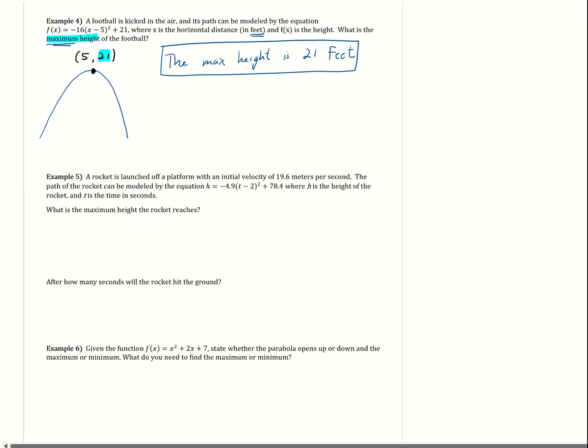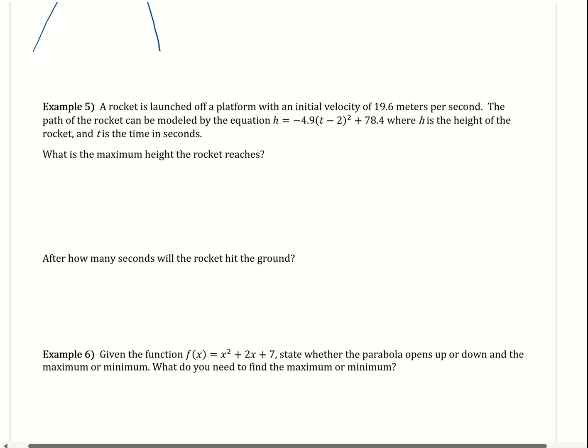All right, example 5. A rocket is launched off a platform with an initial velocity of 19.6 meters per second. The path of the rocket can be modeled by the equation h equals negative 4.9 times (t minus 2) quantity squared plus 78.4, where h is the height of the rocket and t is the time in seconds. What is the maximum height of the rocket?